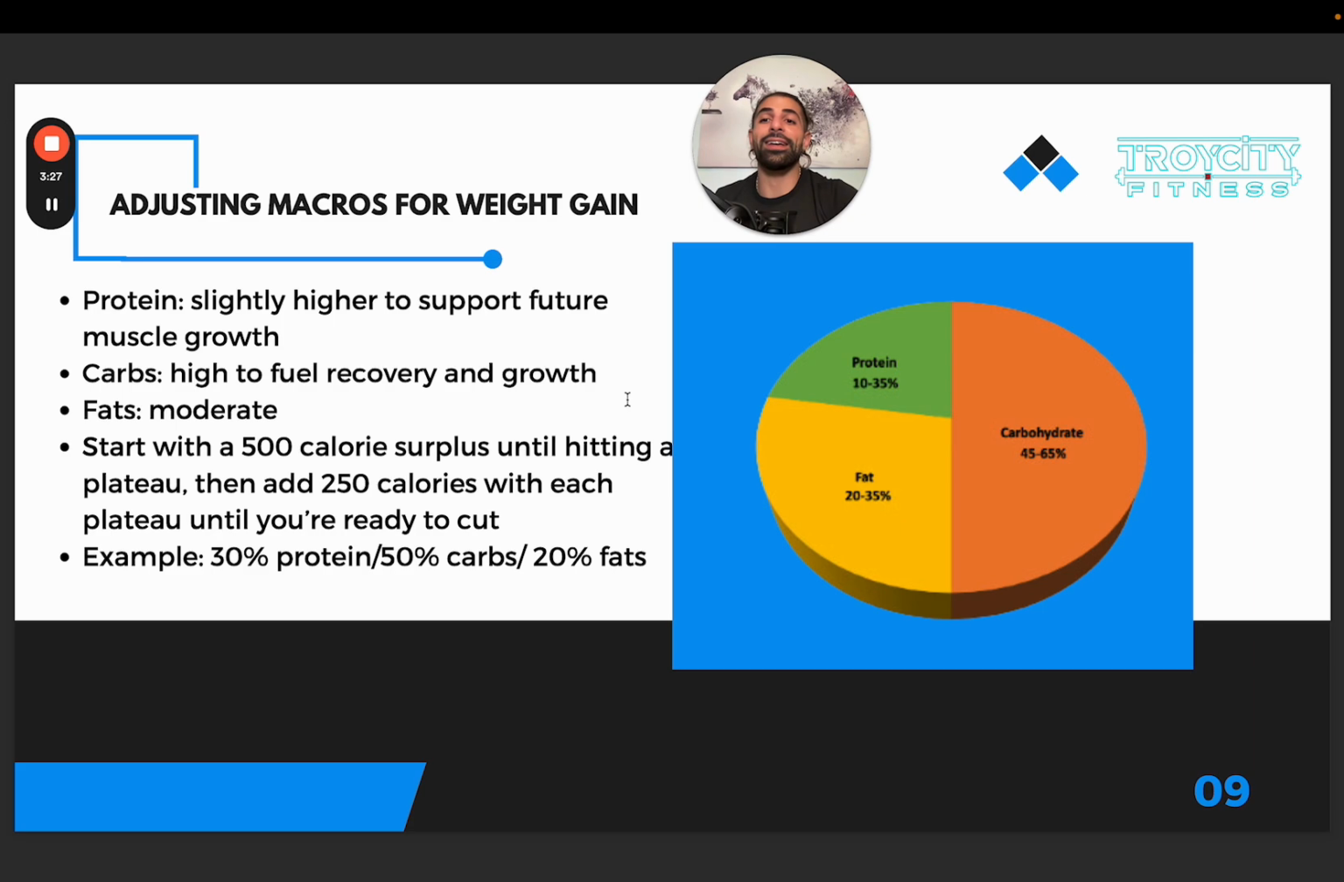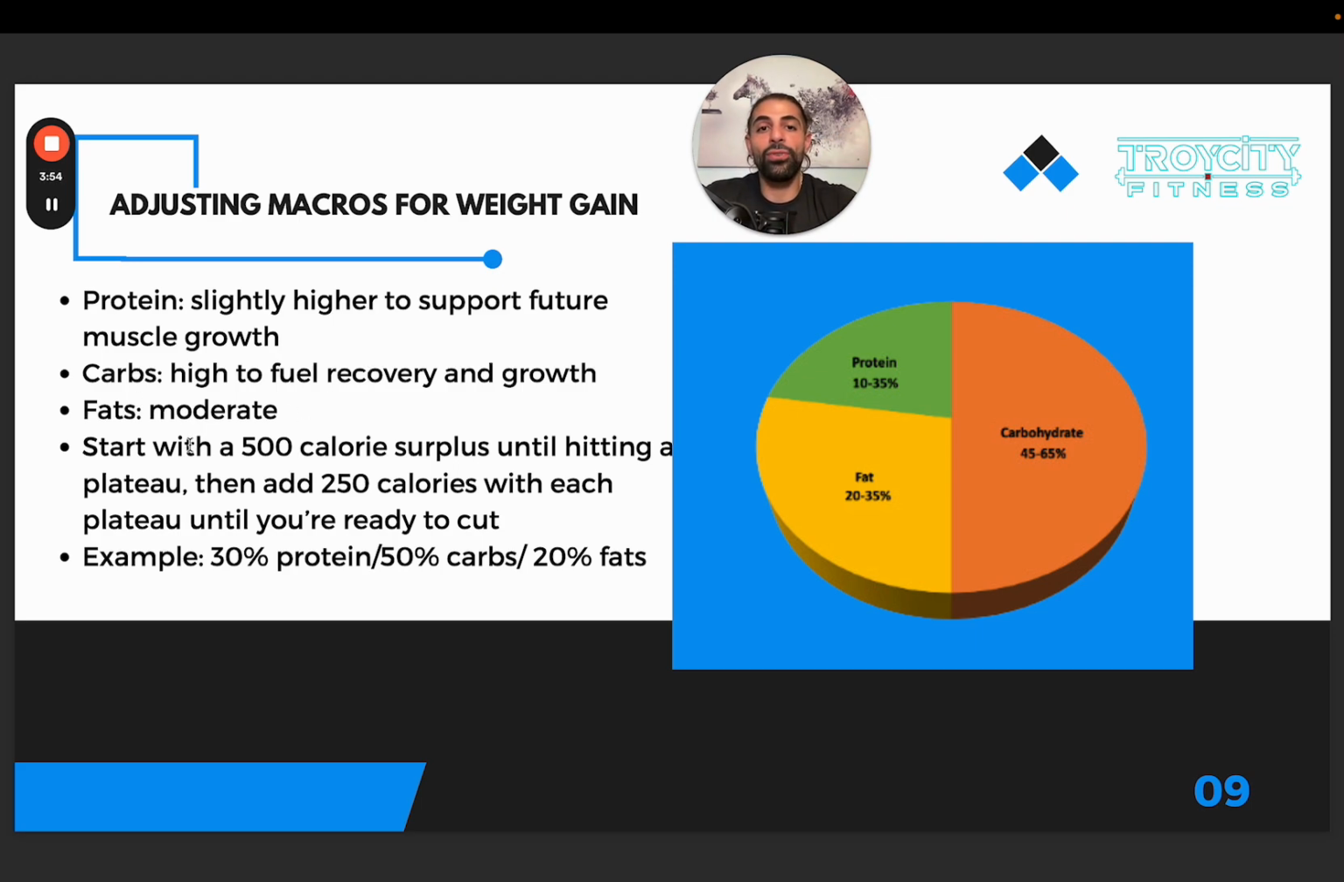So let's say you're trying to gain weight. If you are trying to gain weight, you pretty much have to eat for the body that you're trying to develop. So your protein is going to be slightly higher, not much, but remember, we have to get a lot of extra calories in, right? So if our protein is only slightly higher, that's not going to do the job. We need to get those carbs really, really high. And that's what's going to help fuel your muscle recovery. And then your fats are going to be pretty moderate.